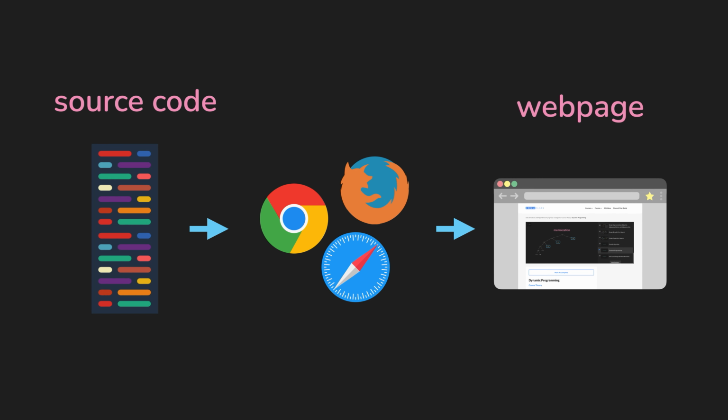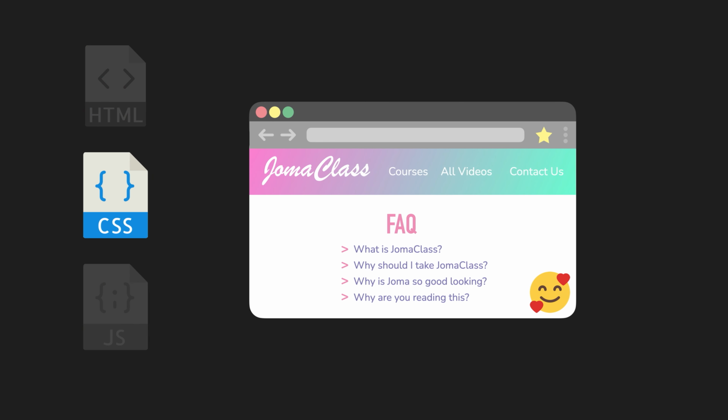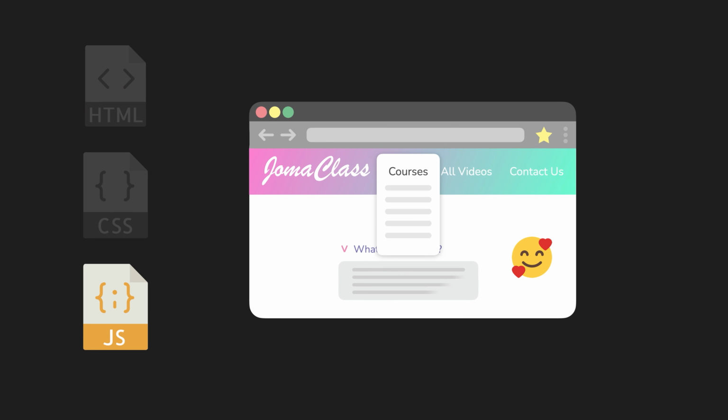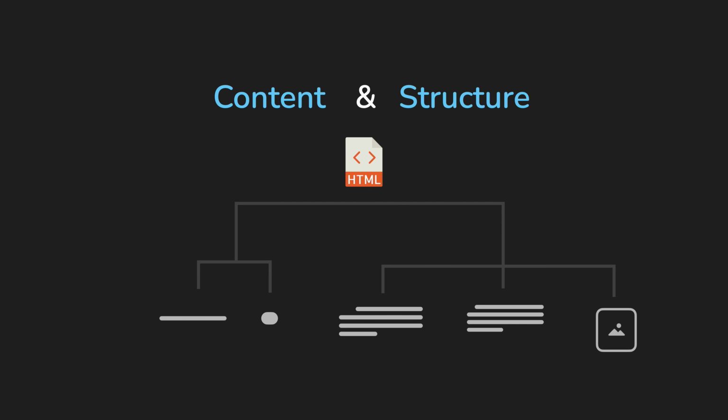It takes in the funny looking source code and shows it to you so that it looks like a decent web page. The three file types that were mentioned in the last video were HTML, CSS, and JavaScript. In this video, we'll dive a bit deeper into HTML, Hypertext Markup Language. An HTML document defines the overall content and structure of a web page.